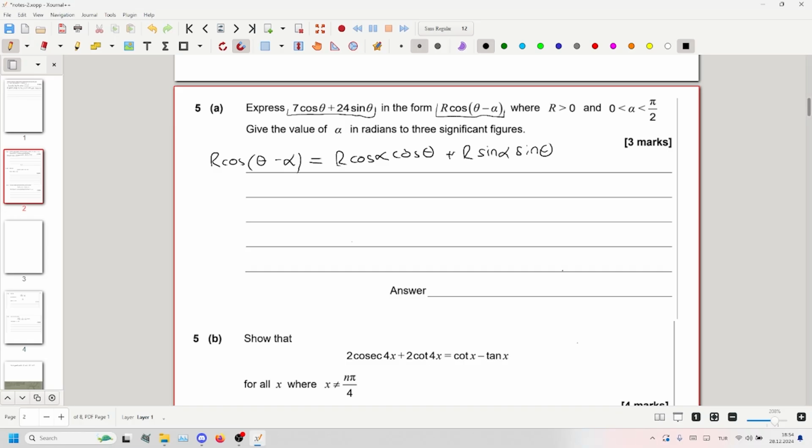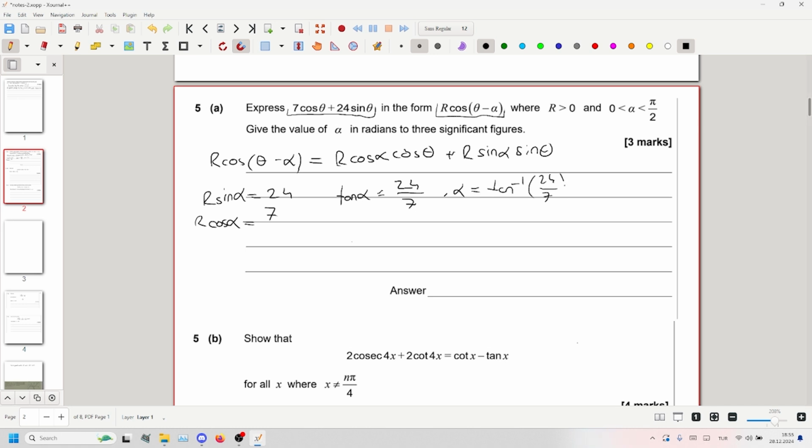Now, if we equate this to this expression right here, we'll see that the coefficient of sine theta is r sine alpha. So r sine alpha equals 24. And the coefficient of cosine theta is r cosine alpha. So r cosine alpha equals 7. Now it asks us to find alpha here. To do that, we just have to divide these two expressions to get that tangent alpha equals 24 over 7, and that alpha is the inverse tangent of 24 over 7.